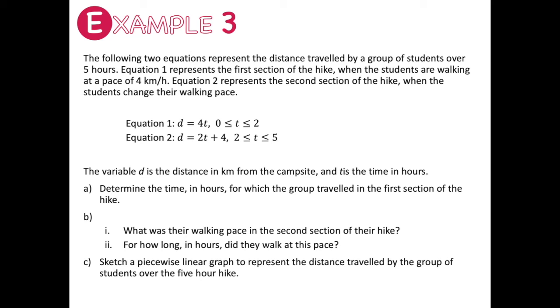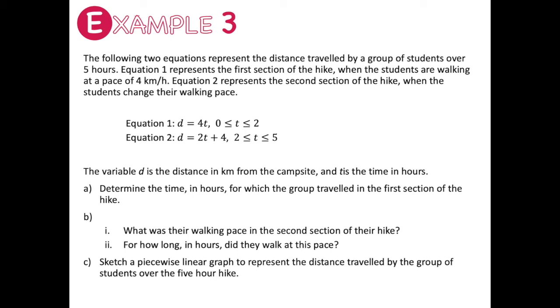So the variable d is the distance in kilometers from the campsite, and t is the time in hours. So we need to determine the time in hours for which the group traveled the first section of the hike. Then we need to determine the walking pace for the second section of the hike. And then we need to determine how long they walked at this pace. So how long did the second section go for? And then we need to construct a piecewise linear graph.